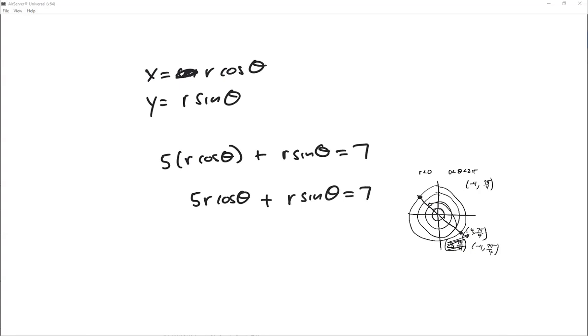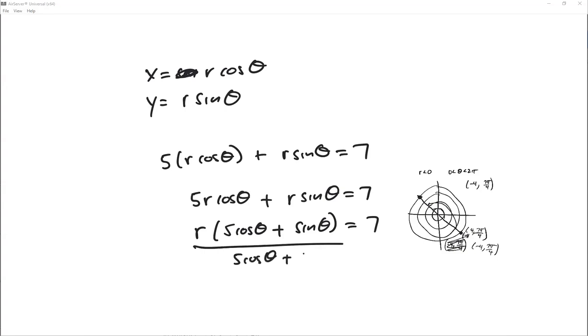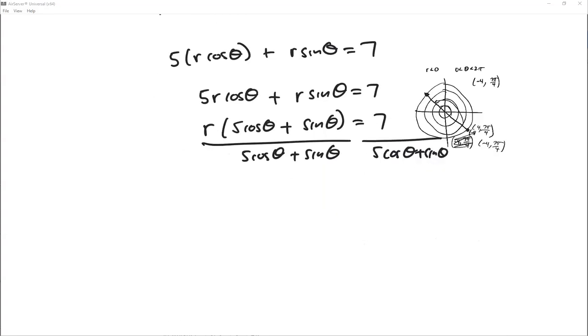When it says expresses R in terms of theta, I think you're pretty much just getting R by itself. So you factor out the R, it becomes R times 5 cosine theta plus sine theta is equal to 7. And then you divide by 5 cosine theta plus sine theta. Cancel this out, so R is equal to 7 over 5 cosine theta plus sine theta. So there's a lag with this, and that's your final answer.